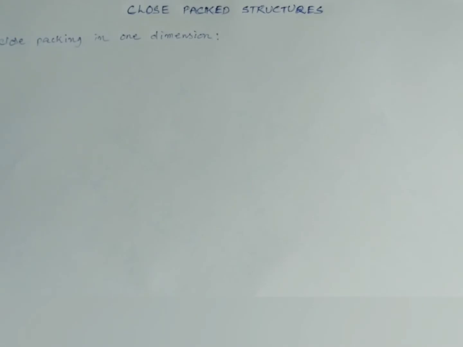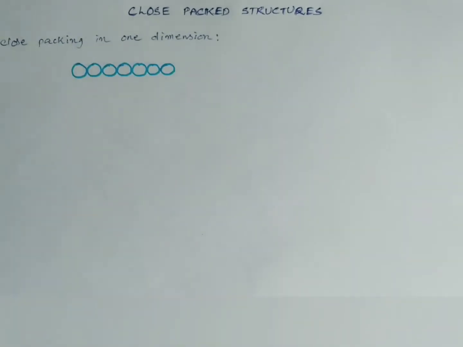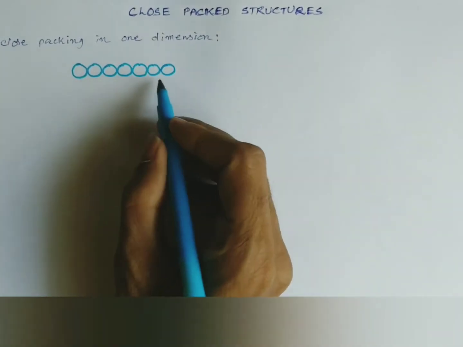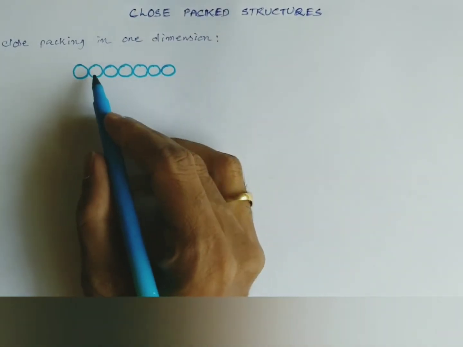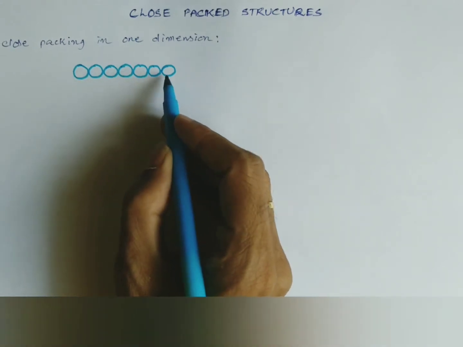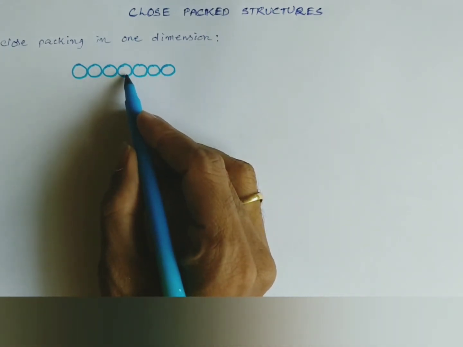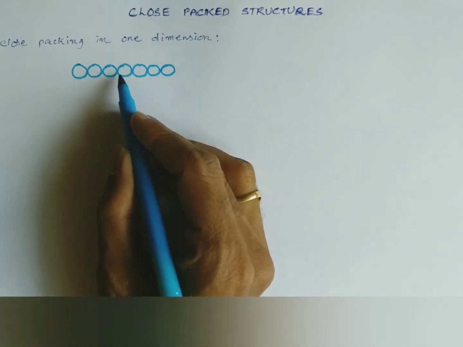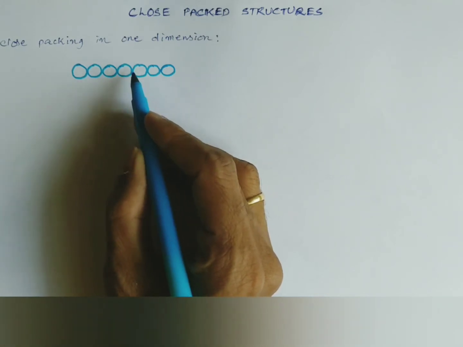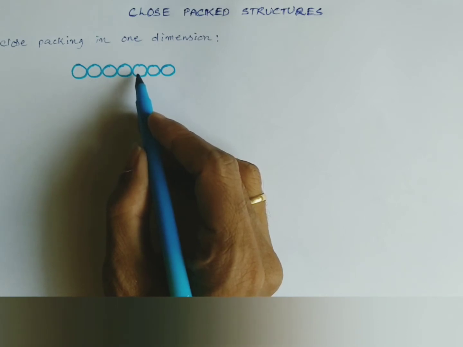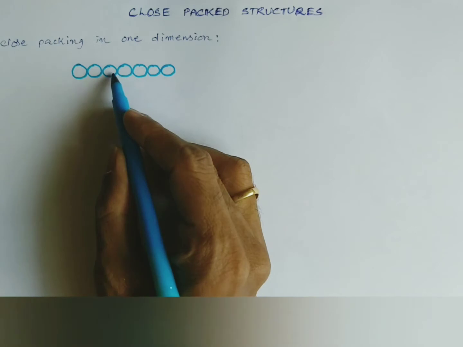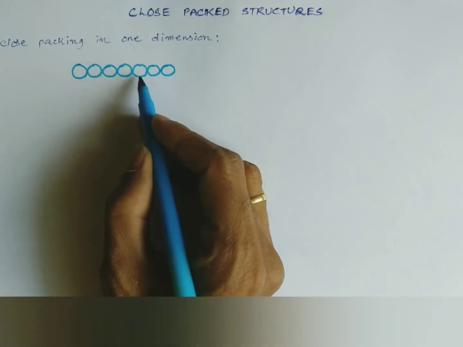In 1 dimension packing, the atoms are arranged like this side by side to form a row of atoms like this. So this is a row of atoms, and if you observe, the atoms are lying side by side, and here each sphere is touching two other spheres. So it is surrounded by two other spheres. So the coordination number is 2. Coordination number is the number of nearest surrounding atoms. So here there are two atoms, so the coordination number is 2.